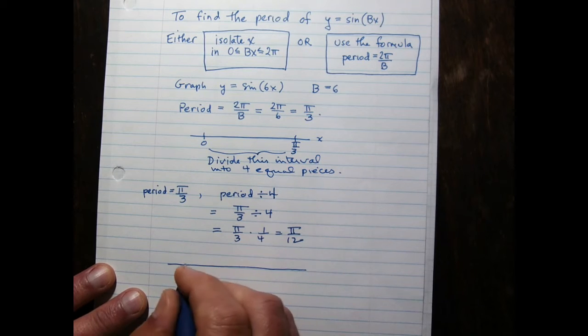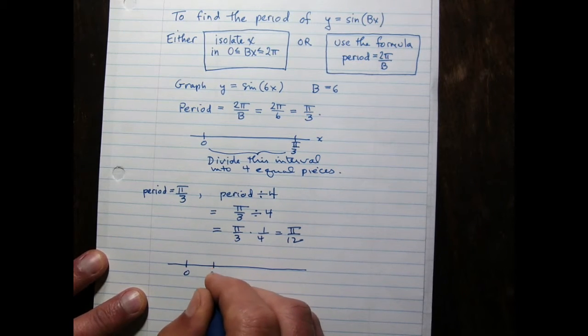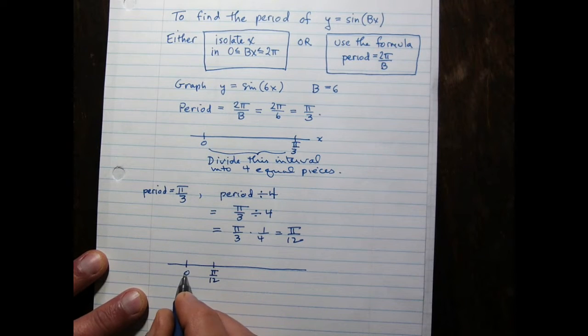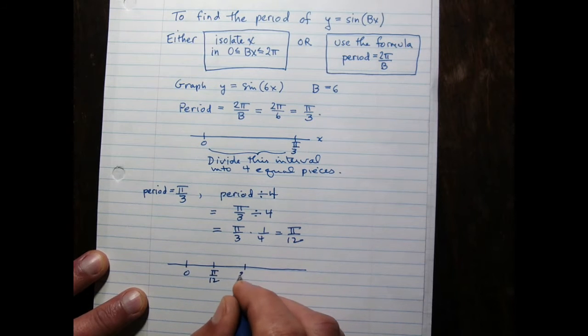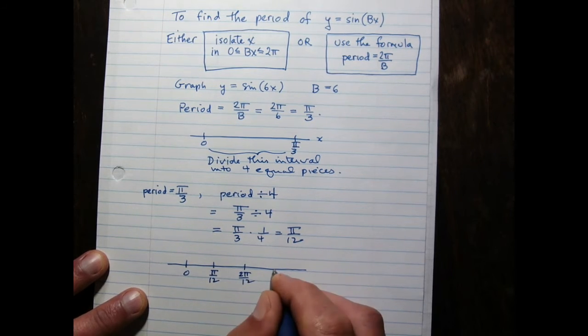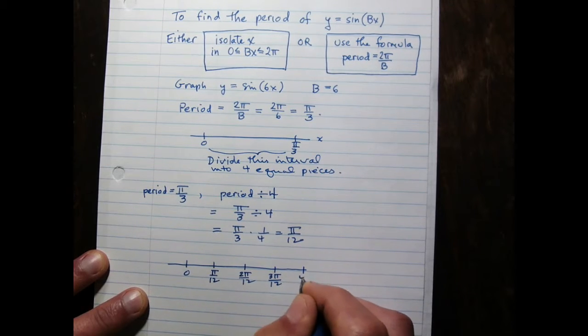I'm going to take this interval from 0. I'm going to mark off pieces that are each pi over 12 in length. So I start at 0, add pi over 12. At another pi over 12, I get 2 pi over 12. At another pi over 12, I get 3 pi over 12. At another pi over 12, I get 4 pi over 12.